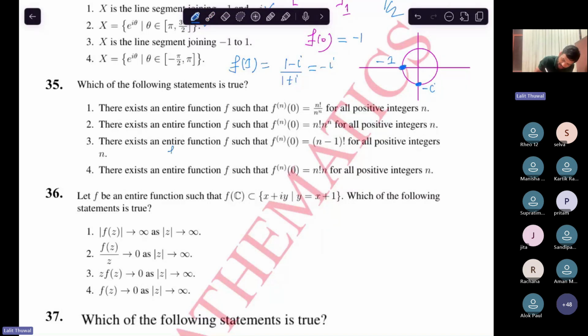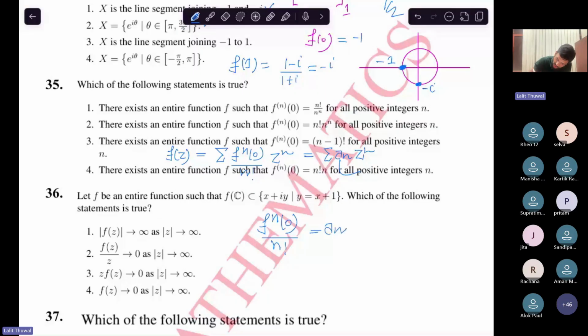So if this is an entire function, then f(z) has a power series expansion: the sum of f^(n)(0) over n factorial, times z to the power n. And this is a_n. The radius of convergence of this should be infinite, right? Just divide f^(n)(0) by n factorial, then whatever term you get, that is the power series whose radius of convergence we need. First this is your a_n, right? n factorial divided by n factorial, and this is a_n.